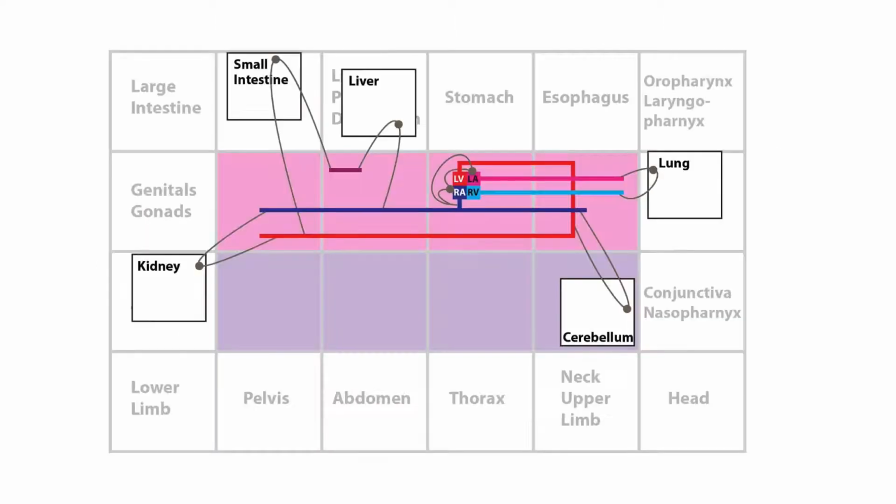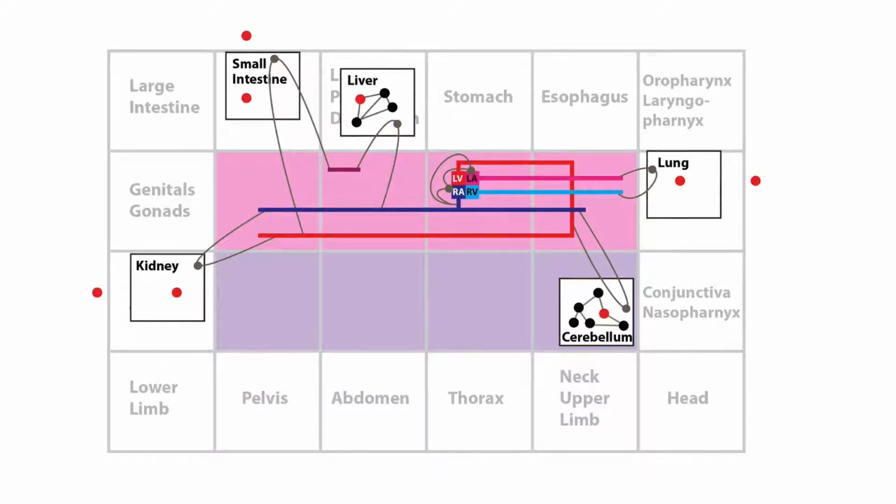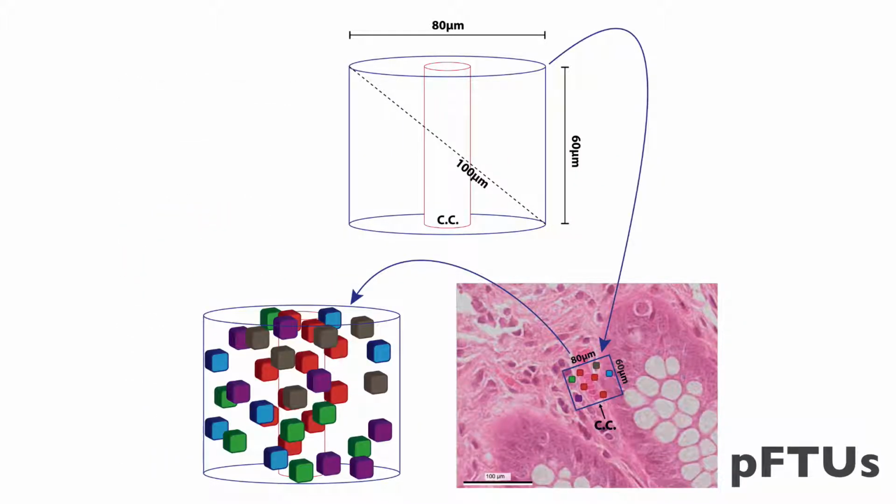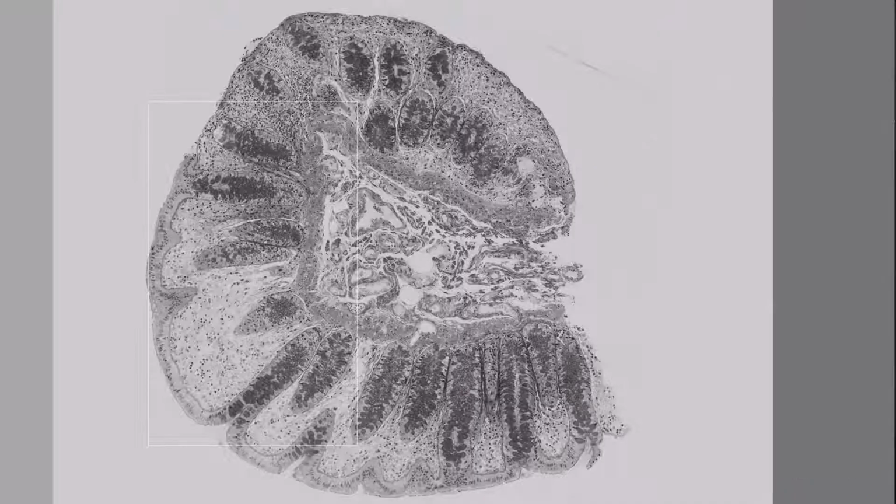In practice, physiological routes consist of a concatenation of anatomical structures that are key to regulating when and where molecules are allowed to co-locate and interact, interaction being essential to molecular function. In order to describe these routes, we generate tissue parcellations from three-dimensional histology images known as primary functional tissue units, or PFTUs. Geometrically, a PFTU consists of a cylindrical diffusive field with an 80 micron diameter and 60 micron length.